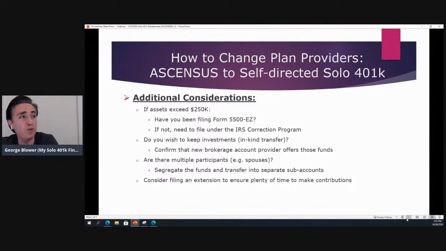So the next couple of bullet points here in terms of additional considerations are whether you've got spouses. So again, one of the key takeaways here is that spouses need to have separate sub-accounts, and we prepare the paperwork to open up those separate sub-accounts, and it's all part of the fee. There's no additional charge. If you are at the point where you are close to a deadline to make a contribution, you may want to file an extension if you have the ability to do so, just to ensure that there's plenty of time to make contributions and that you don't miss it because you're in the process of transferring and moving accounts over, et cetera.